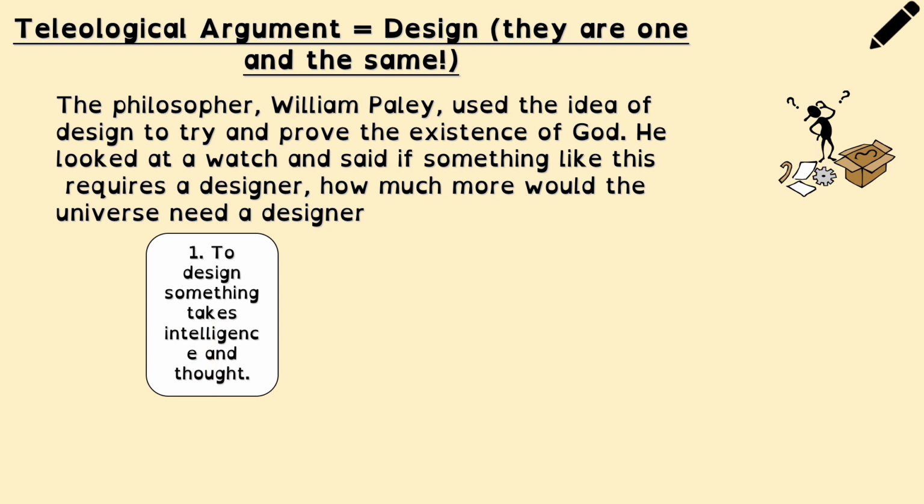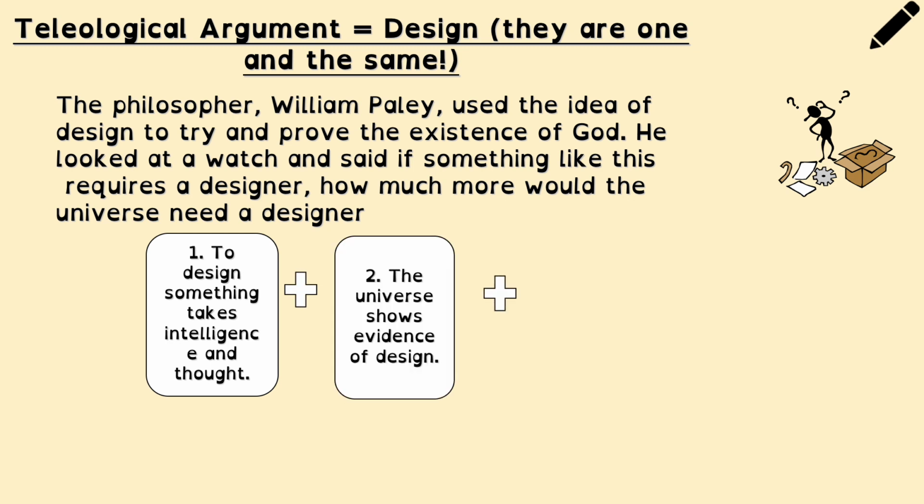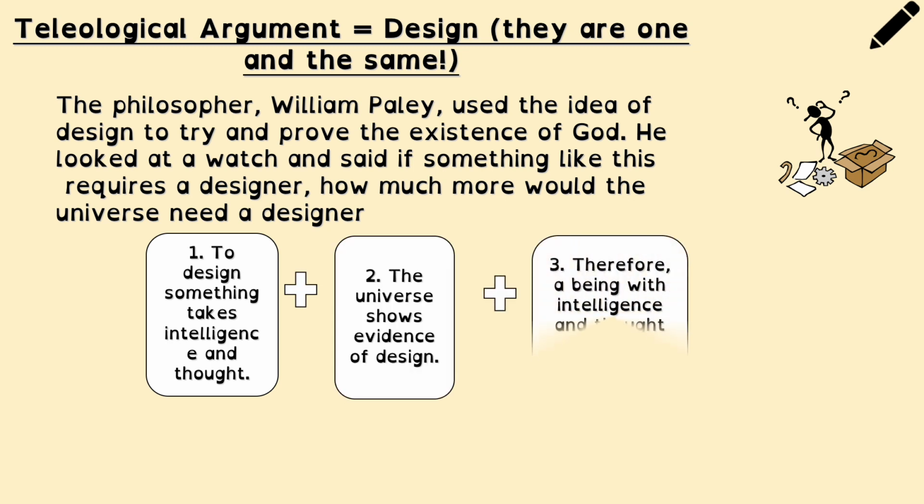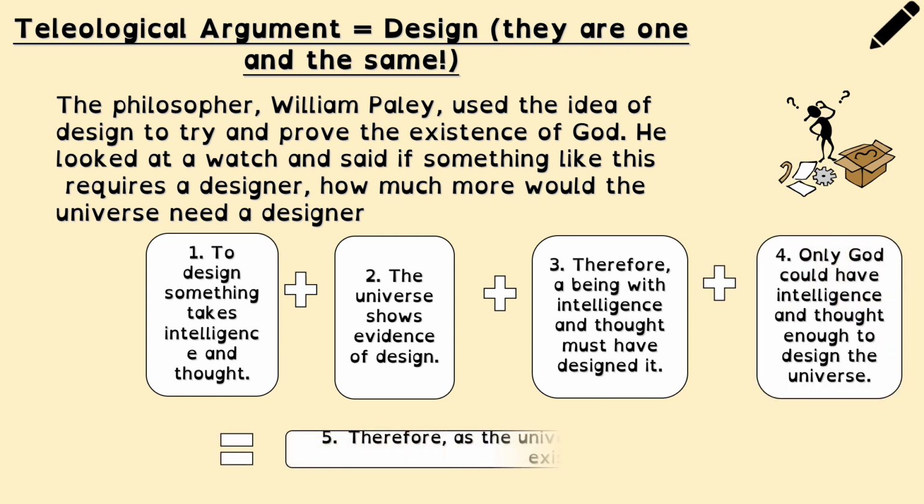So to design something takes intelligence and thought. The universe shows evidence of design. Therefore, a being with intelligence and thought must have designed it. Only God could have intelligence and thought enough to design the universe. Therefore, as the universe exists, God must exist. Easy, right?